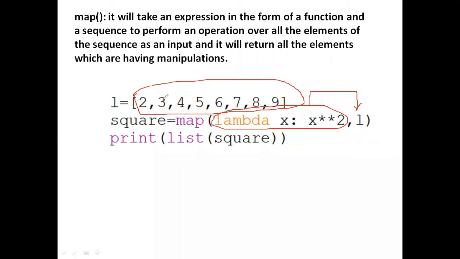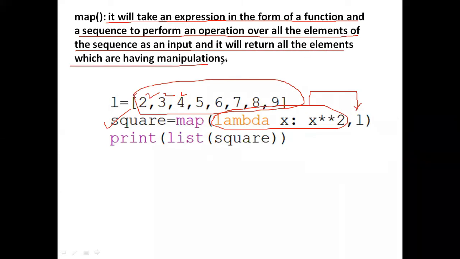Now take 2, 3, 4, 5, 6, 7, 8, 9. Here I write square: 2 square, 3 square, 4 square. That means I find the square of all the numbers in this list and store them in a list named square. The map function takes an expression in the form of a function and a sequence, performs an operation over all the elements of the sequence as input, and returns all the elements with the manipulations applied.